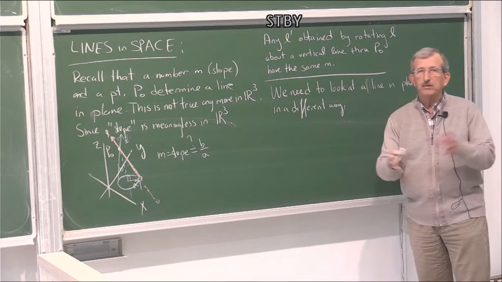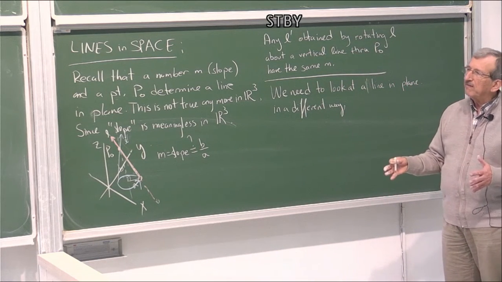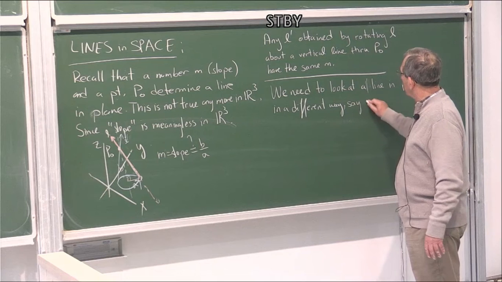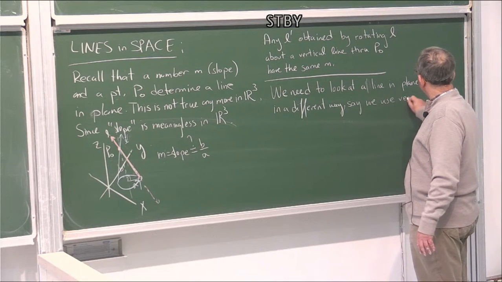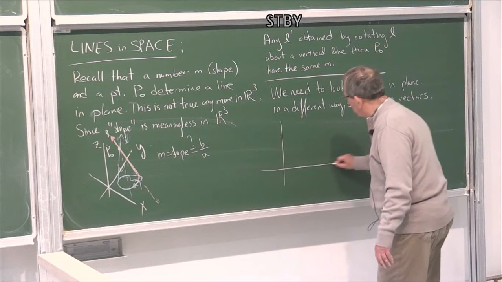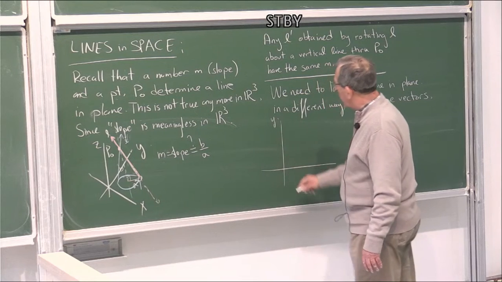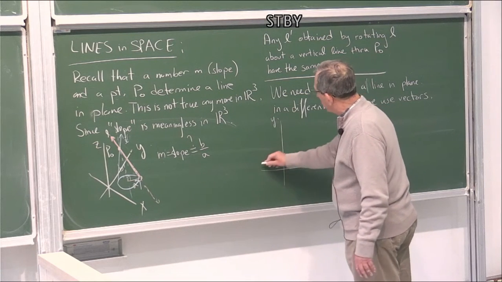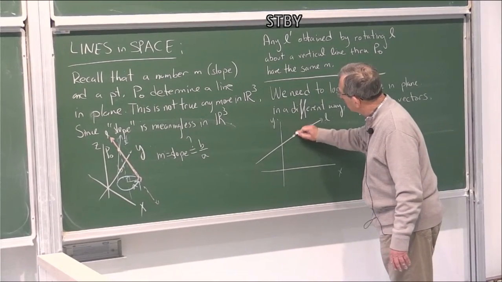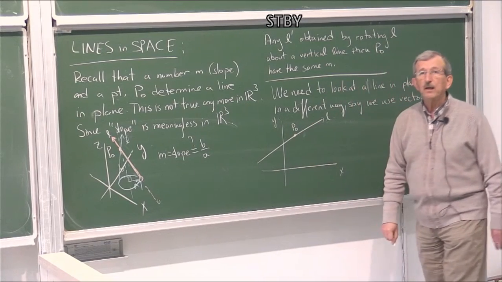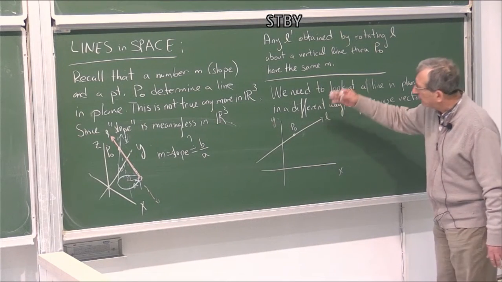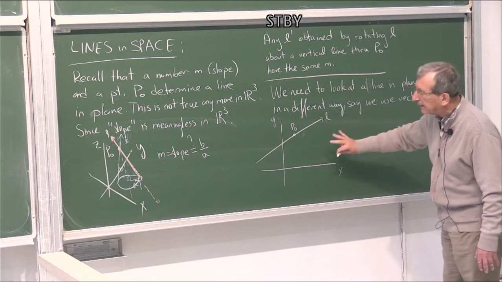What could be this different way? Well, vectors are quite useful in such cases. Say we use vectors. What does this mean? We are in plane now. Say we have a line L, and we have a point on it, and we have a slope. Well, every line is characterized by a point and its slope in plane.